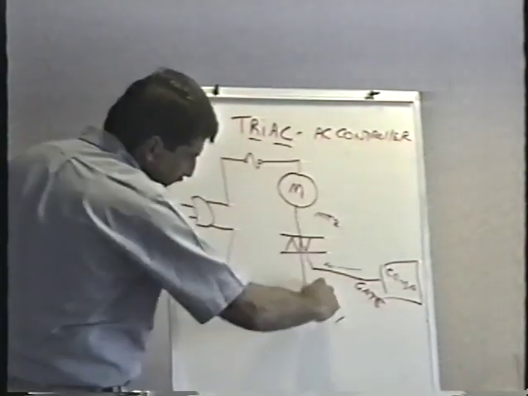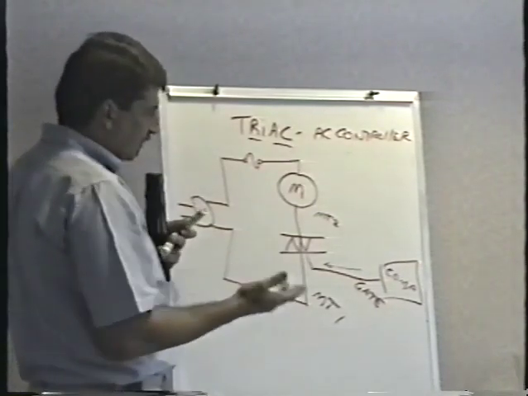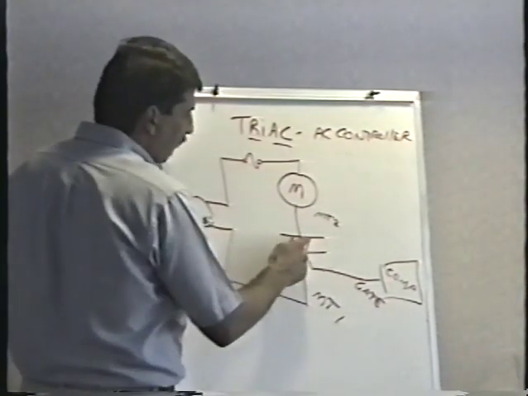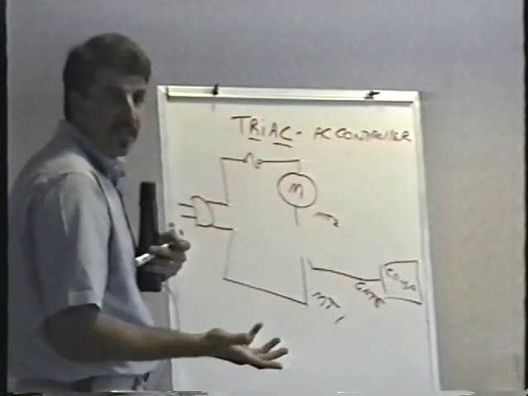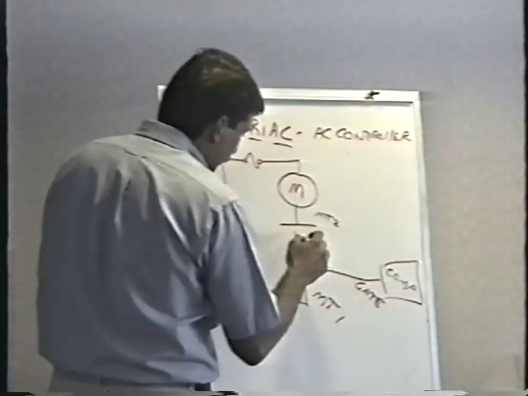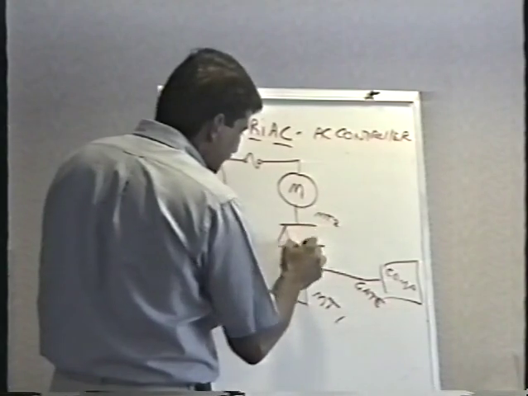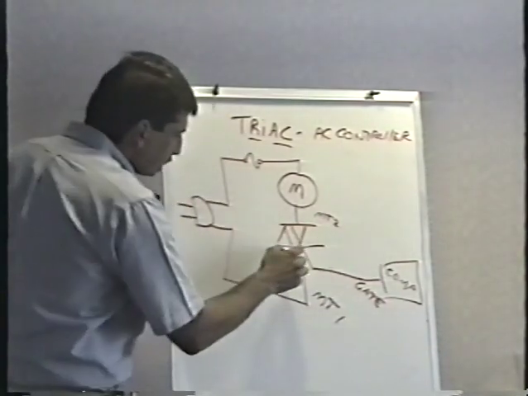Obviously, we have a complete circuit now, and the thing energizes. When the computer wants the thing to shut off, it simply removes the gate voltage, the triac turns off, it's now an open circuit, the motor obviously stops turning. And that's all there is to it. It's very, very simple. There's just one device, this triac thing, that controls this stuff.